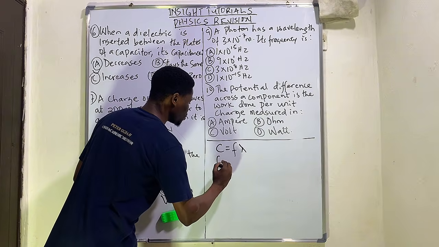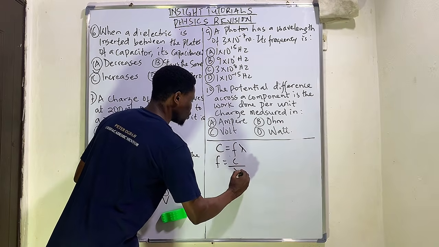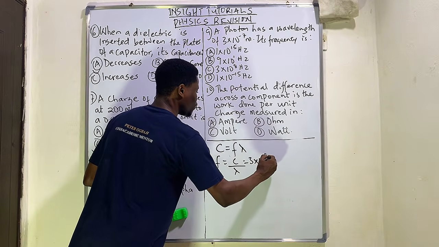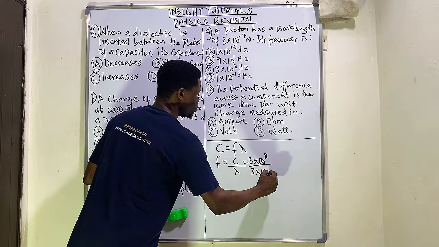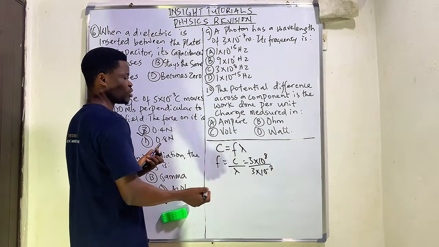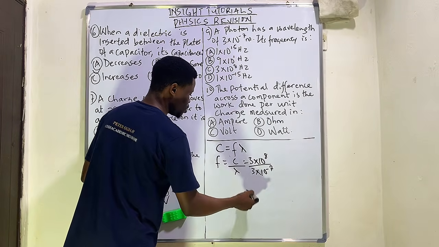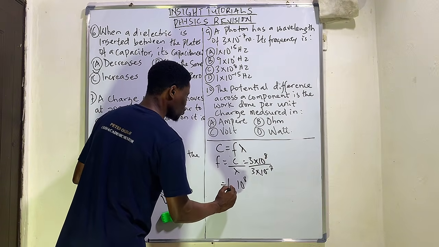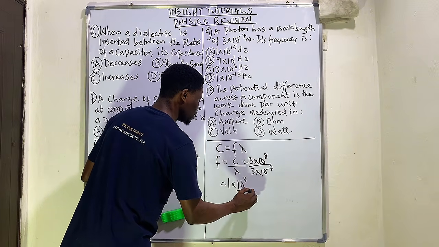So the frequency will be given as the speed of light over the wavelength. The speed of light is 3 times 10 raised to the power of 8, over our given wavelength of 3 times 10 raised to the power of -7. In terms of division, these 3s can cancel. Remember the laws? We can write it as 1 times 10 raised to the power of -7.